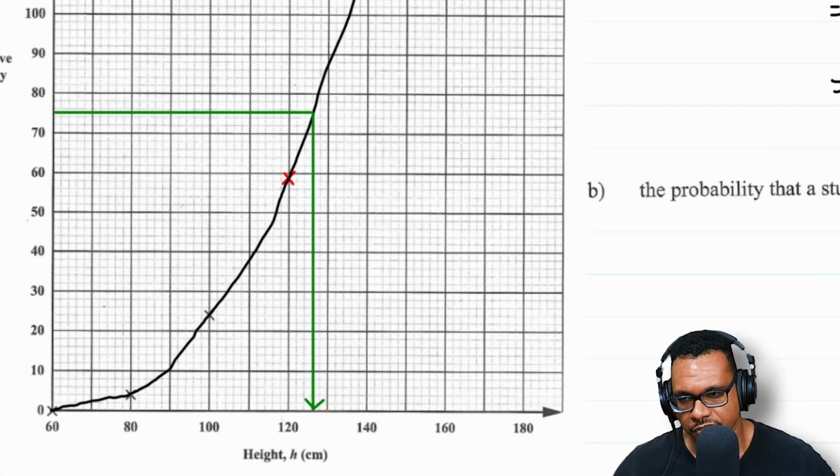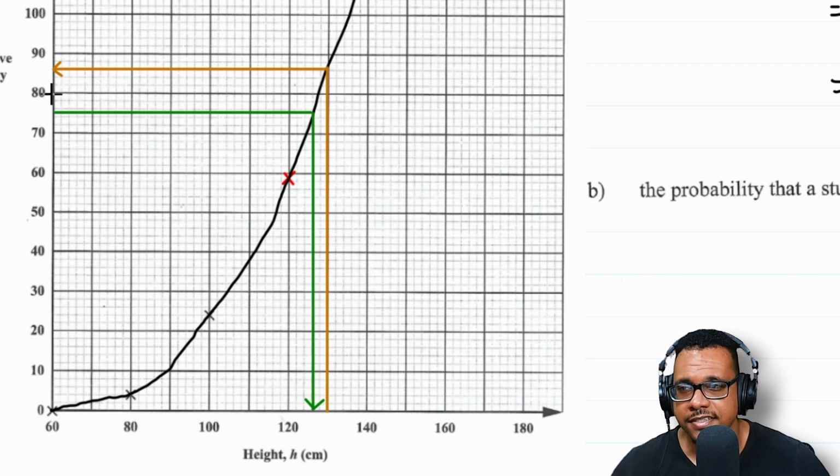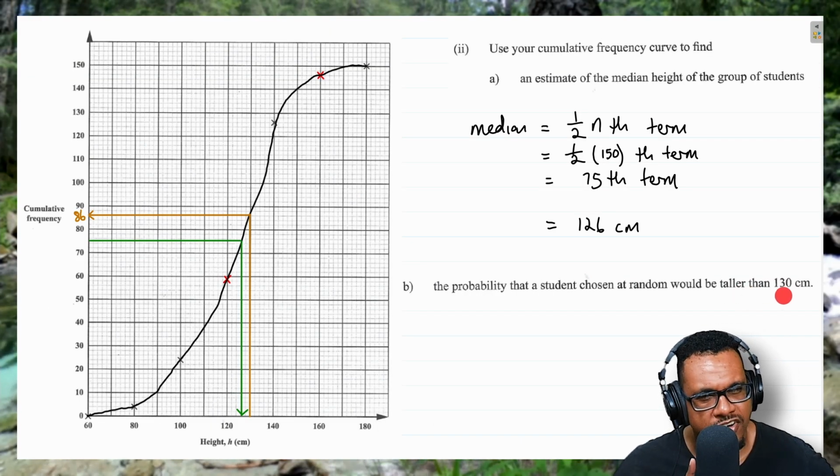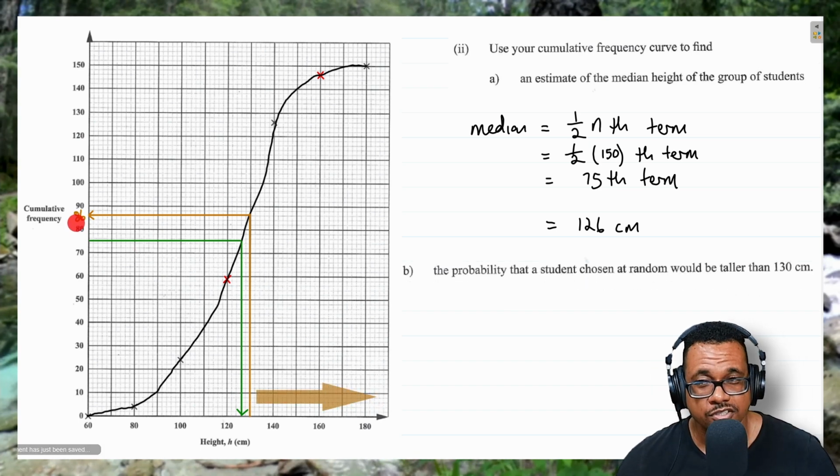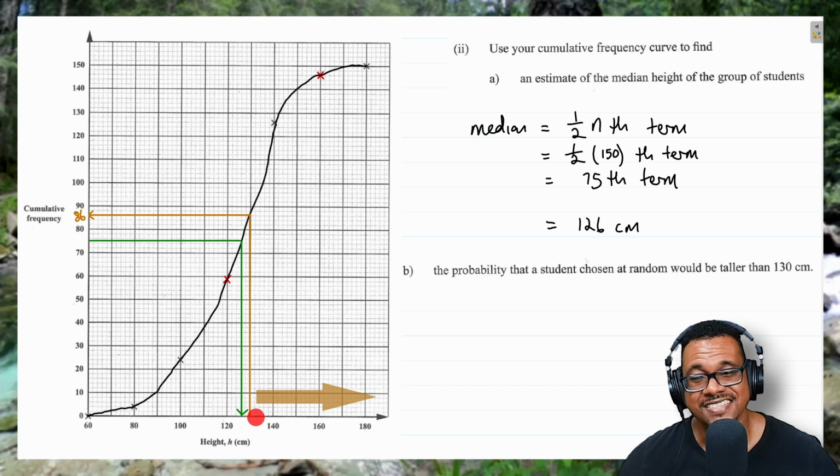We're going to draw a vertical line straight up to touch the curve, and where it touches the curve, we're going to bring it straight across and read off this value here. Now remember, each little block is 2. So here's 80, here's 82, 84, 86. So here's 86. Taller than 130 centimeters means more than 130 centimeters. So if here is 130 centimeters, then more than that will be going this way. So the 86th student will be exactly 130 centimeters tall.